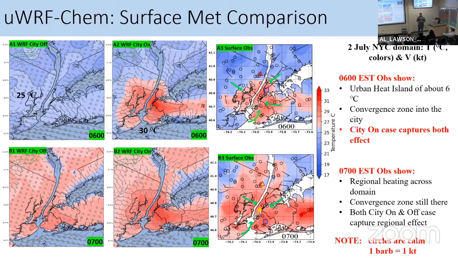Here, what I'm showing is a temperature distribution of the model for two key times: at 6 in the morning and at 7 in the morning. The way I have these figures set up, on my far right is the city off case, in the middle is the city on case, and to my left is the observations. Some key points I want to make are that the urban heat island at 6 in the morning was better represented for the city on case, whereas in the city off, it wasn't.